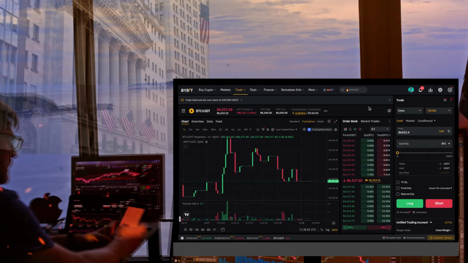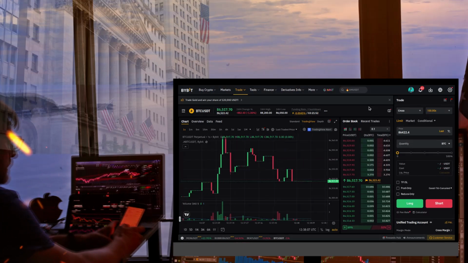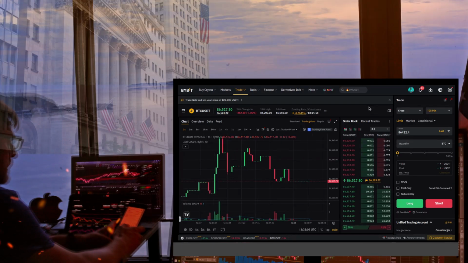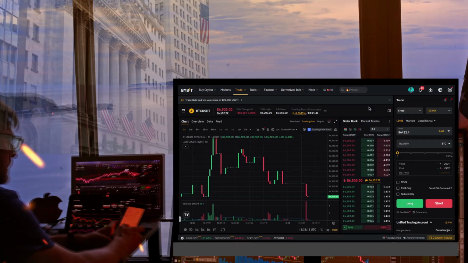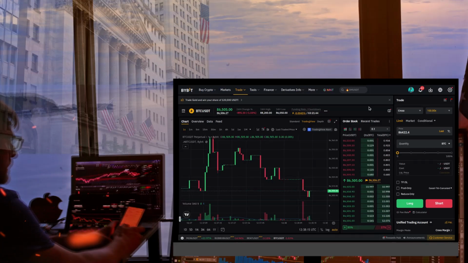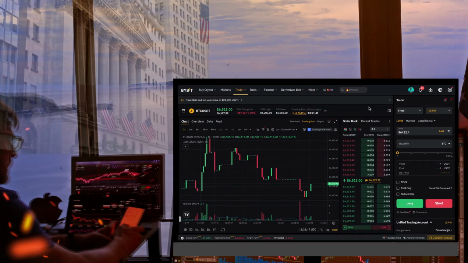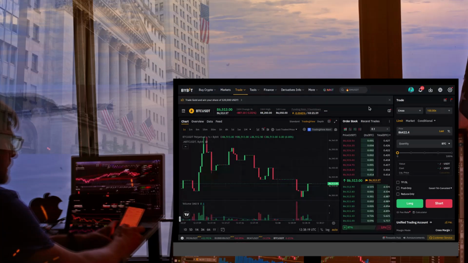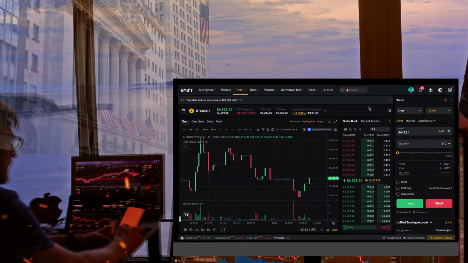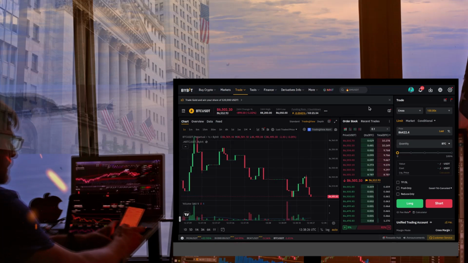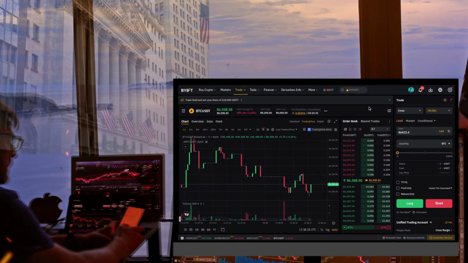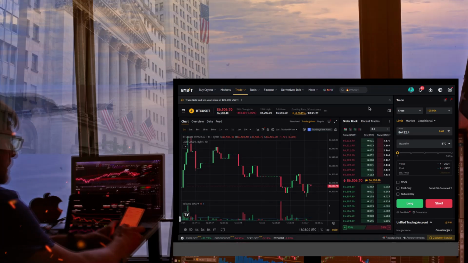The three types of market structure. 1. Uptrend, higher highs and higher lows. Picture price climbing stairs. Step up, a small step down. Step up, a small step down. That's an uptrend. Buyers are pushing price higher and protecting the lows. Key rule. If price continues making higher lows, buyers remain strong.